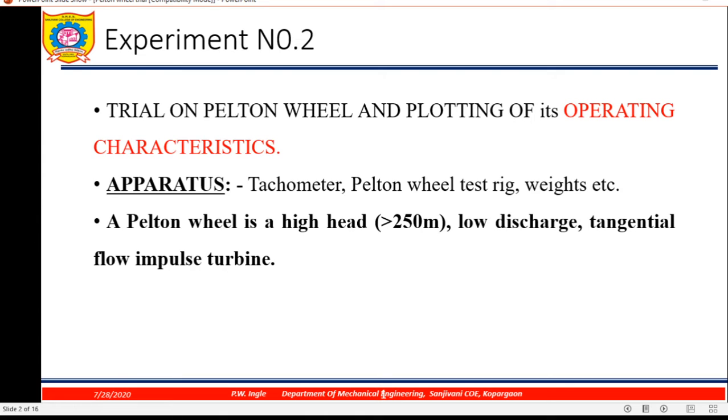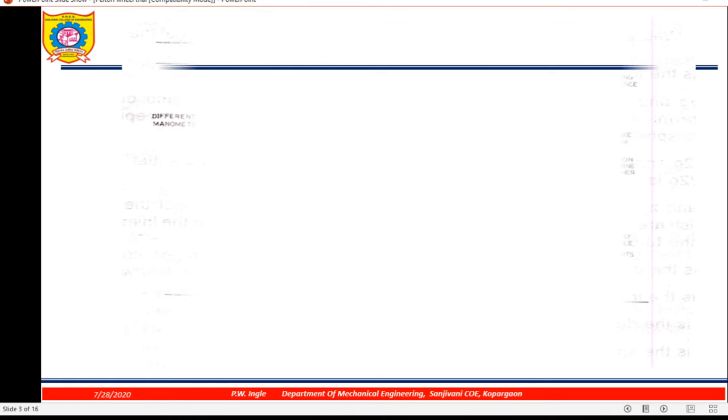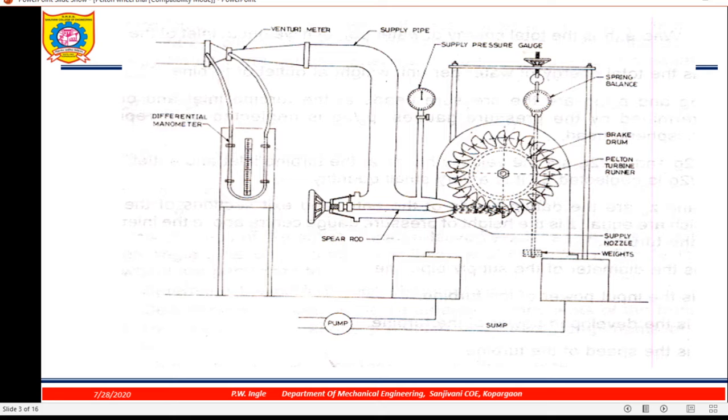The Pelton wheel is a high head turbine, generally used when the head is more than 250 meter, with low discharge, and it is a tangential flow impulse turbine. Now what does the experimental setup consist of? What is the aim? To calculate overall efficiency. Overall efficiency is the output upon input. Output is the shaft power and input is obviously water power. So what is water power? It is in the form of potential energy or kinetic energy.